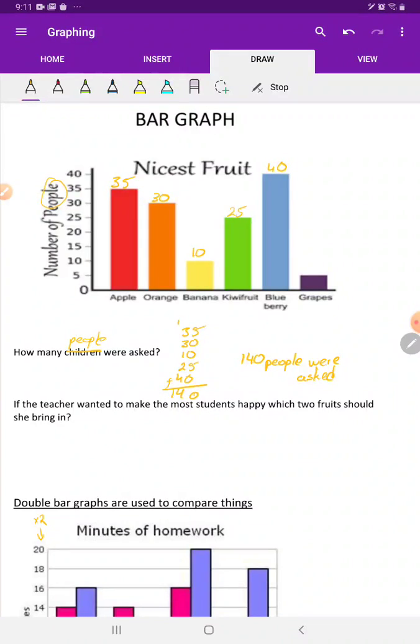Okay. Now, if the teacher wanted to make the most students happy, which two fruits should she bring? Well, we're going to look at the ones that are the most. She should bring blueberry and she should bring apples. And between the two of those, if I asked how many students would be happy, then we could add those two together, and I would have 75 students are happy. Okay? So that's how you use a graph like this.